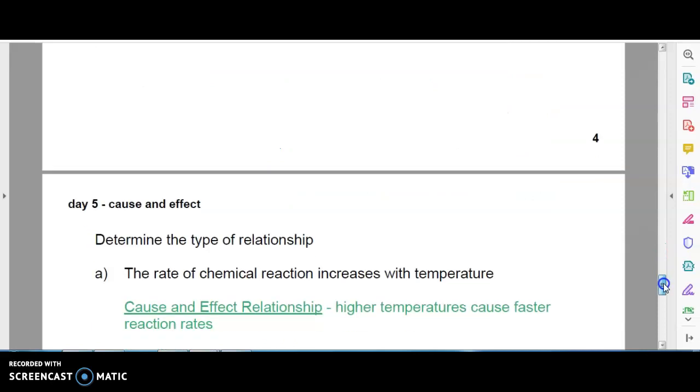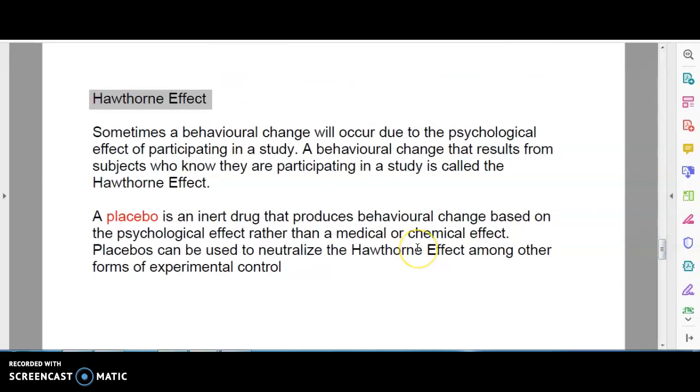Last thing, let me just check here. Yeah, before we look at our examples is the Hawthorne effect. Sometimes a behavioral change will occur due to the psychological effect of participating in a study. A behavioral change that results from subjects who know they are participating in a study is called the Hawthorne effect. Okay, and how do you deal with this behavioral change resulting from the psychological effect of participating in a study? Something that you might have heard before is called a placebo. A placebo is an inert drug that produces behavioral change based on the psychological effect rather than a medical or chemical effect. Placebos can be used to neutralize the Hawthorne effect among other forms of experimental control.